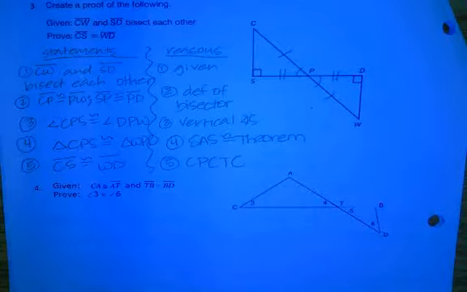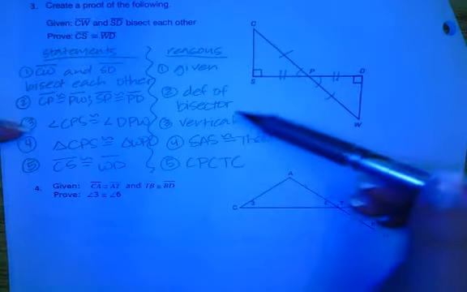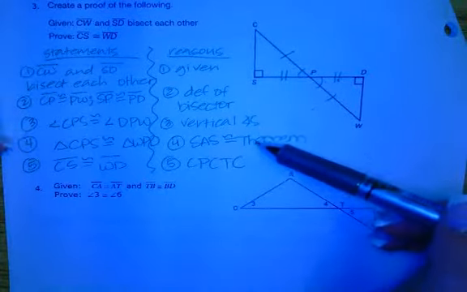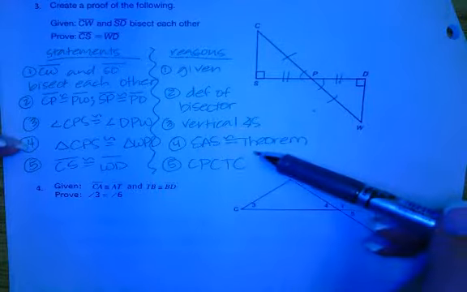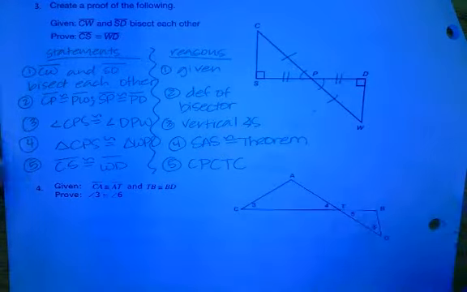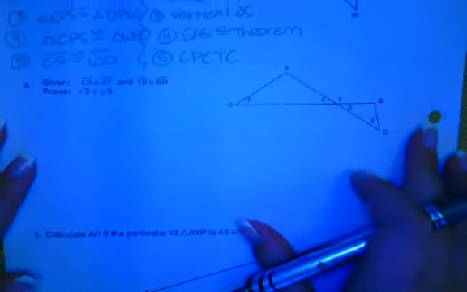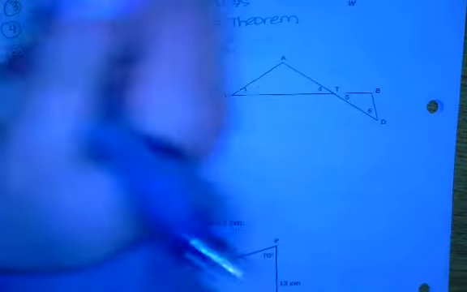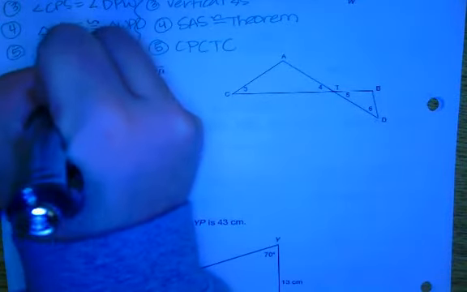Questions on 3? Okay, so if you chose the HL route, you would not have done step 3. You would have gone straight to 4 with the HL congruency theorem. So either would have been right. Okay, 4. 4 is getting into our new stuff.